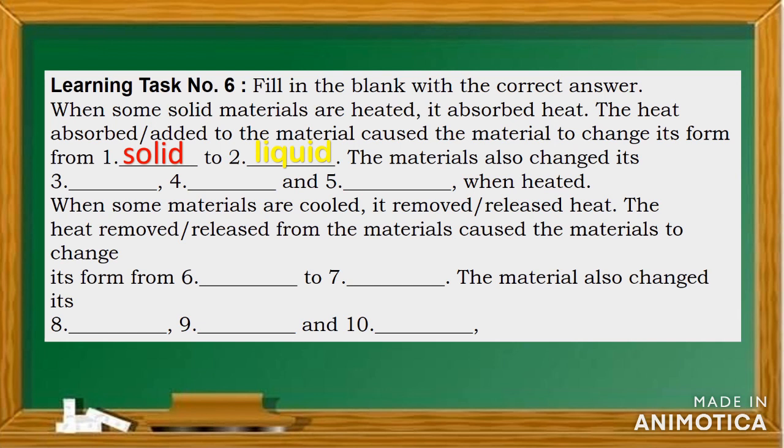The materials also change their shape, size, and texture when heated. When some materials are cooled, they remove or release heat. The heat removed or released from the materials causes the materials to change their form from liquid to solid. The materials also change their blank, blank, and blank. Okay, you can answer that.